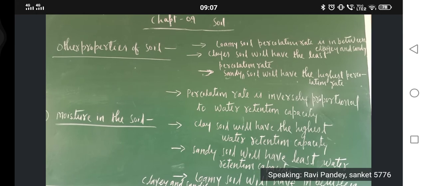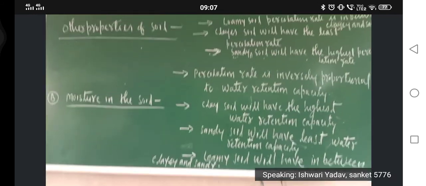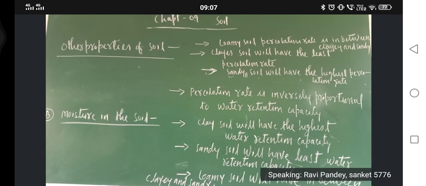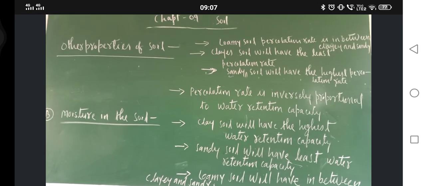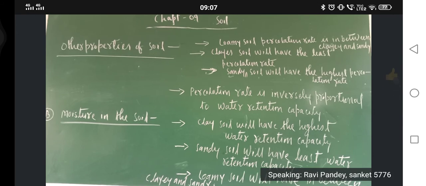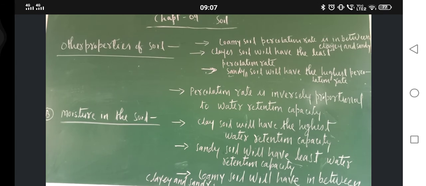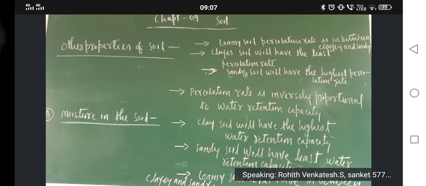Now, have you noted down? Everything is visible. So always remember, percolation rate and water retention are inversely proportional to each other. The soil which has the highest percolation rate will have the least water retention capacity. Which soil has the highest percolation rate? Sandy soil. So their water retention capacity will be least. Both are inversely proportional to each other. And loamy soil will have in between clay and sandy.